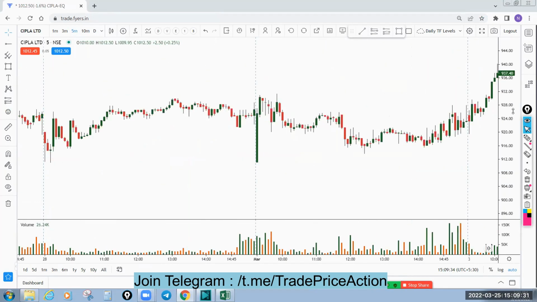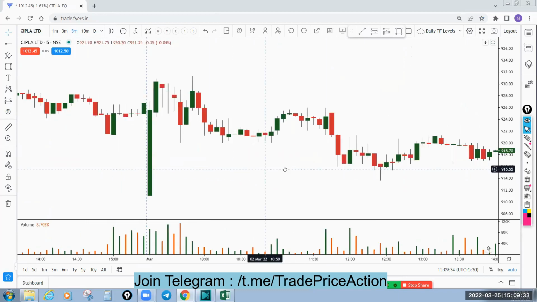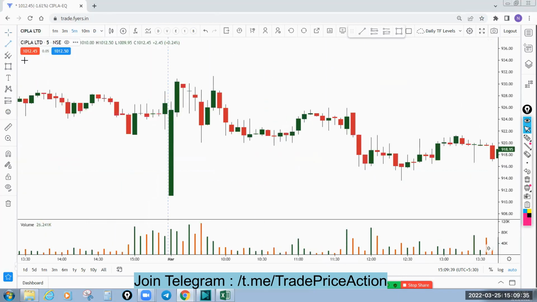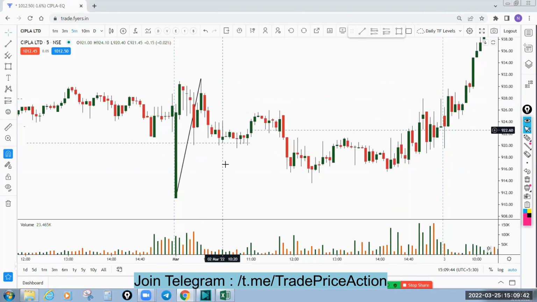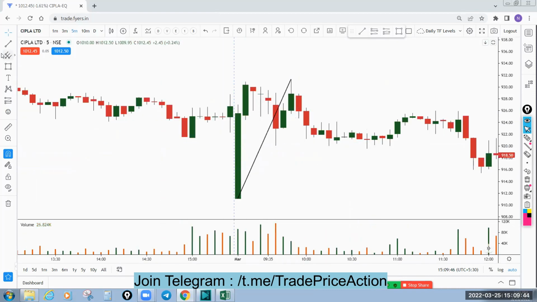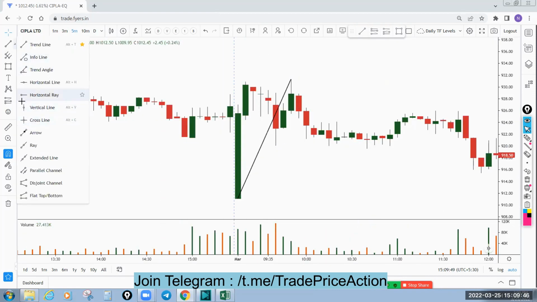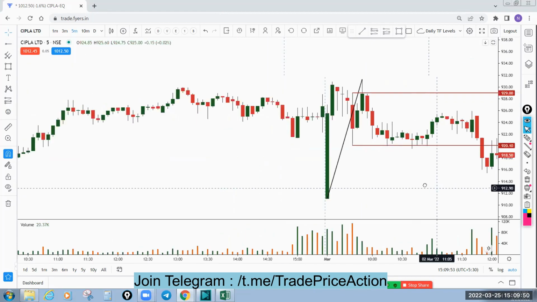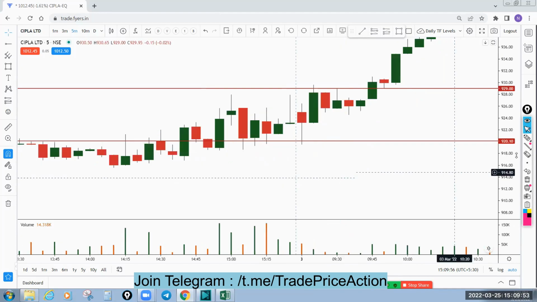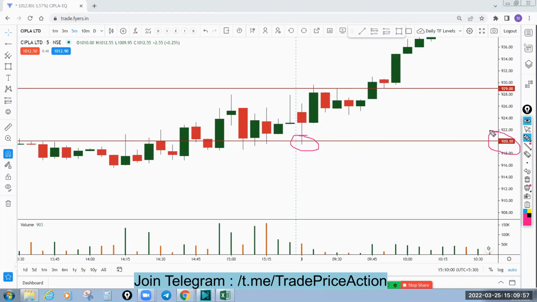So this was the 2nd March. This was the low and this was the high of that day. And the important candle was this. On 3rd March, see the reaction at this level. Exactly the reverse from 920.10. Though it is a risky trade, this is the reaction.